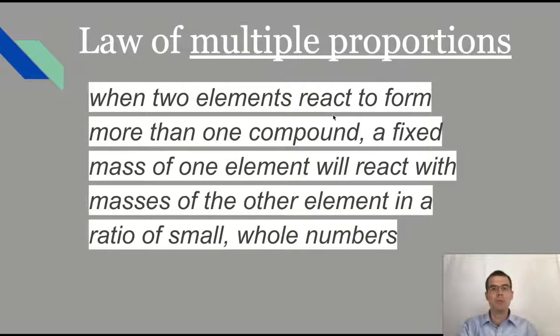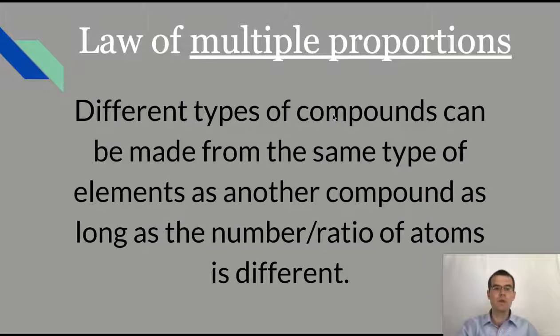So the law of multiple proportions. This law is when 2 elements react to form more than 1 compound, a fixed mass of one element will react with masses of the other element in a ratio of small whole numbers. So what does this mean? Well, it means that different types of compounds can be made out of the same type of elements or the same stuff, as long as the other compound has a different number or ratio of atoms. And so we're going to look at that.